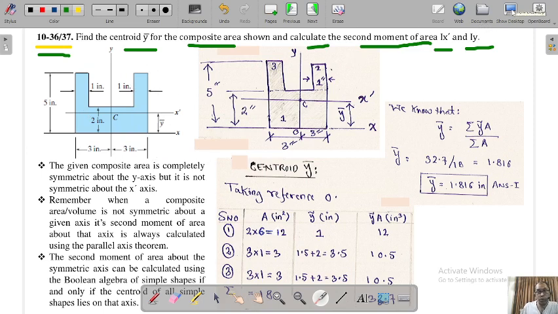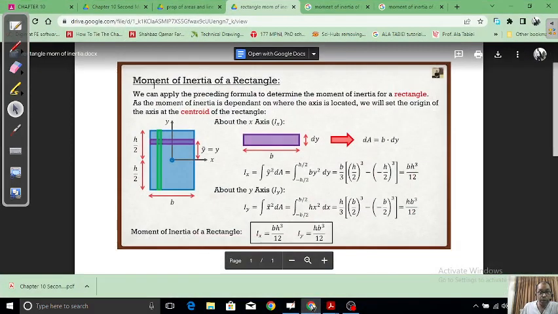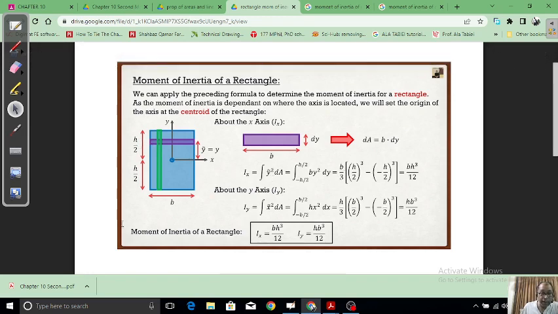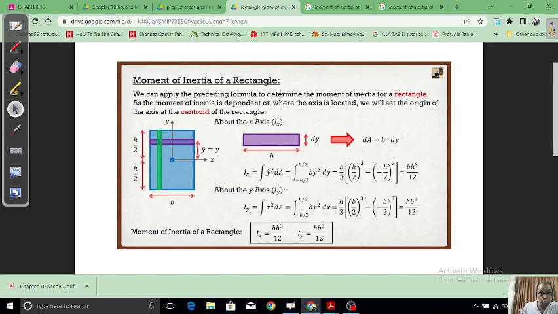Just to give you further know-how, if you look at this picture, the moment of inertia of a rectangle, I have derived it over here completely. If you want, you can do it yourself. We take a horizontal strip; this rectangle has height h by 2 and h by 2 from the centroid, total height h and width b. This is the x-axis, this is the y-axis, and from the centroid the height is y tilde, which is equal to y.